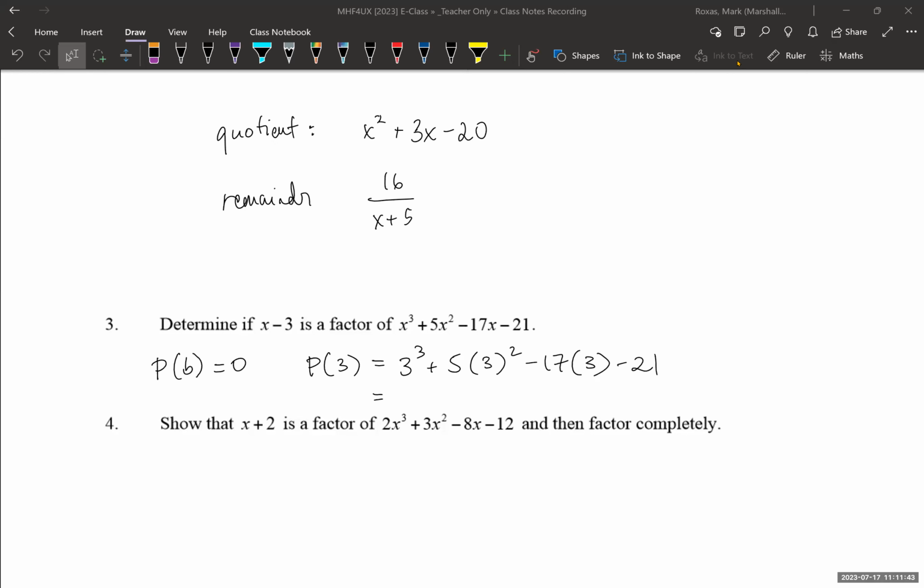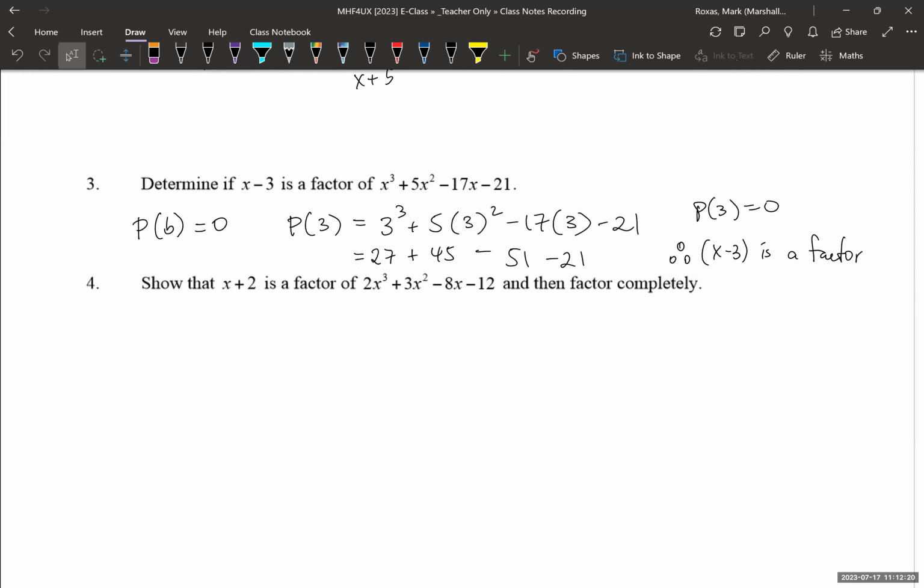Okay, so evaluating each of these terms, we get 27 plus 45 minus 17 times 3 is 51, and then minus 21, and that should turn out to be a 0. So p of 3 equals 0, and since it is equal to 0, we can say therefore x minus 3 is a factor.